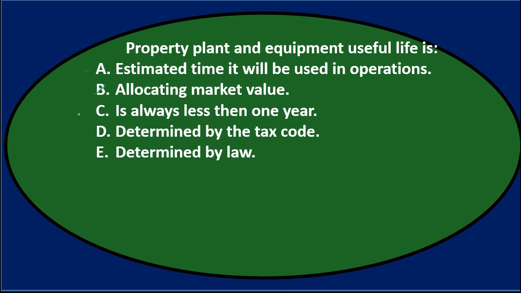C says is always less than 1 year. Usually it's going to be more than 1 year because we're depreciating. The useful life will typically be over a year when we're talking about property, plant, and equipment. D says determined by the tax code.